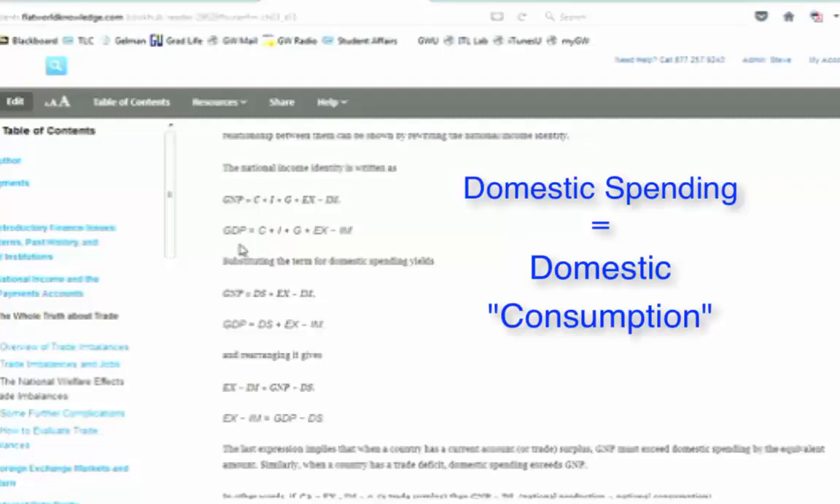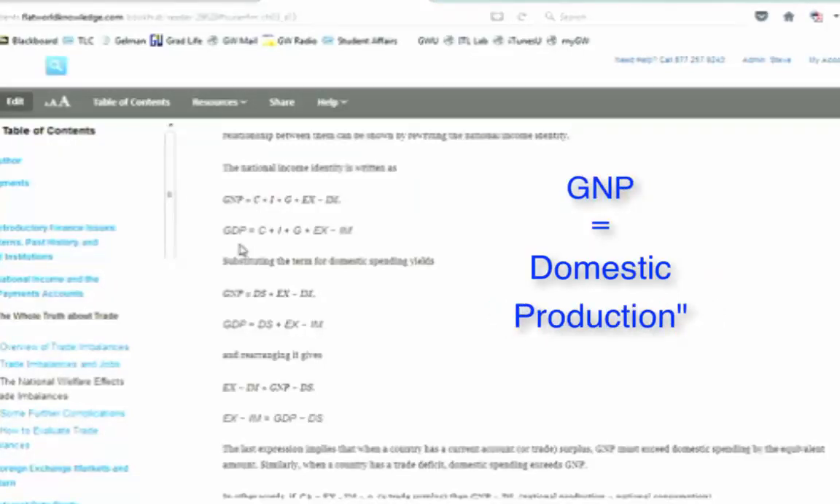Now, if that domestic spending is consumption, then we jump over to the left-hand side and recall what GNP or GDP is measuring. It's not measuring consumption, it's a measure of our production in the economy. It's how many goods and services are being produced.